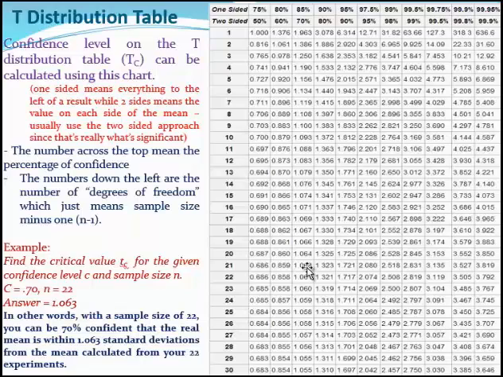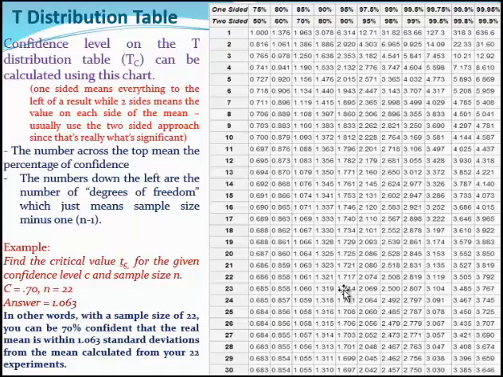If I wanted a higher confidence, if I wanted 95% confidence, and I had the same sample size, then I'd go to the 95, and go down to 21 again, and this is 2.08. That means it's over two standard deviations, which is a much broader range. Obviously, if I want to be more confident, I can't be as precise unless I do more experiments.